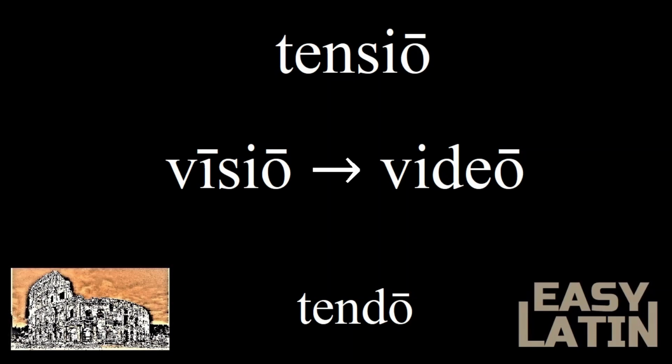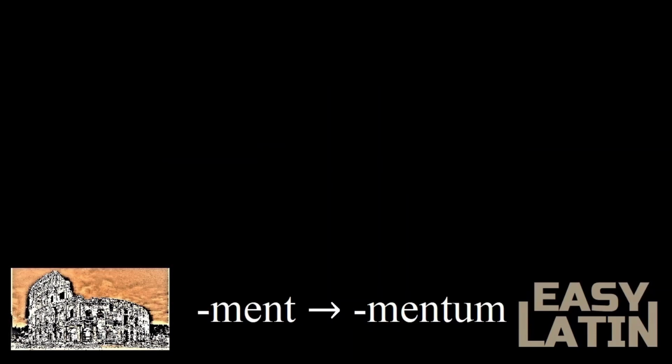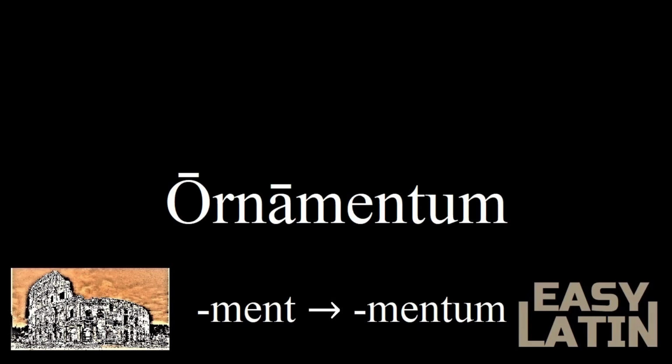The important thing when learning a language is to make as many associations as possible, because this helps us when we try to retrieve words or their meanings. Another English ending that can give us Latin words is ment. These words become mentum in Latin. So how do we say ornament in Latin? Ornamentum.